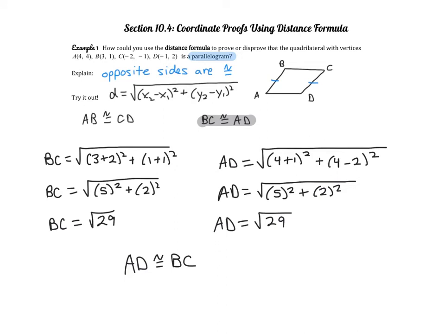Okay, so go ahead and check your answers here. So here you can see I used distance formula to find the length of BC, which is the square root of 29. And I did the same with AD, which is also square root of 29. So we have just shown that BC is congruent to AD, which proves that ABCD is in fact a parallelogram.